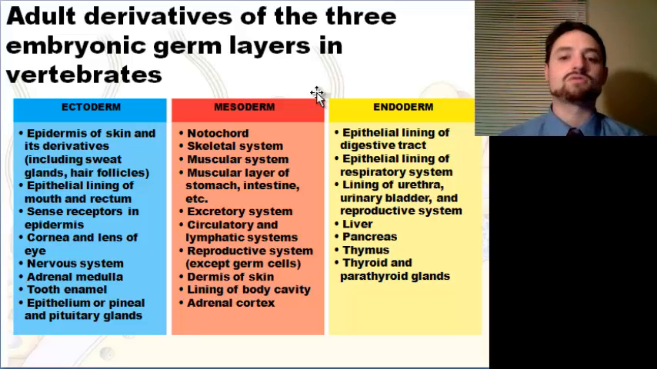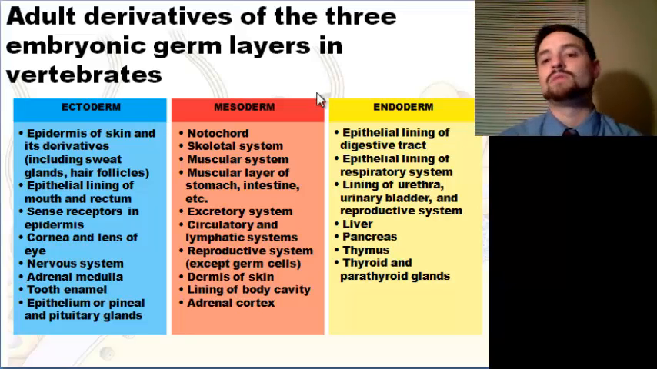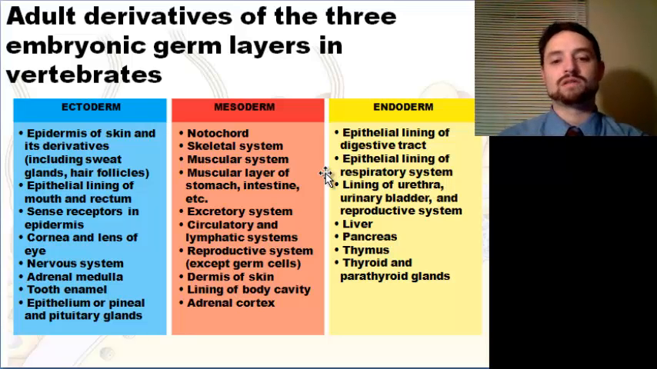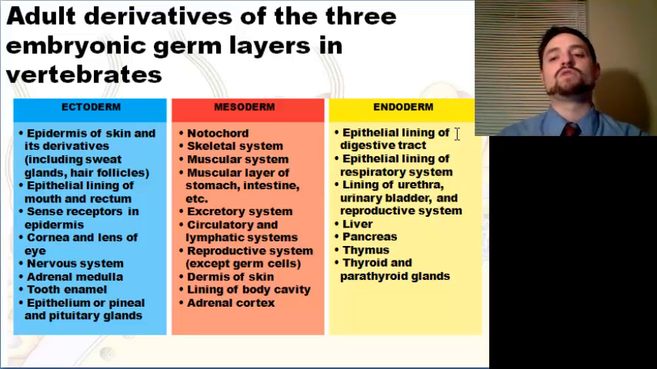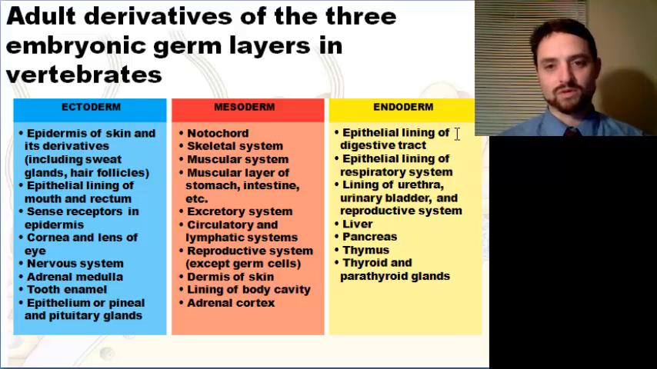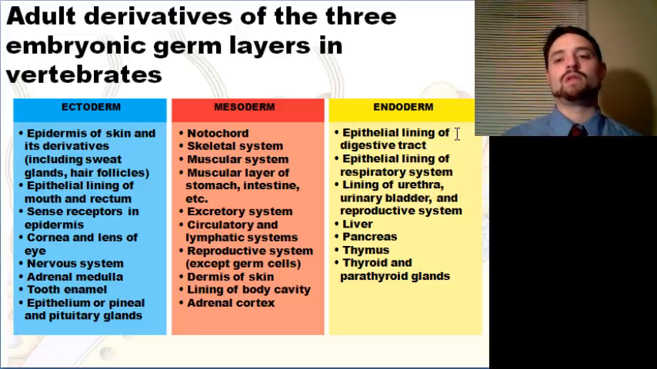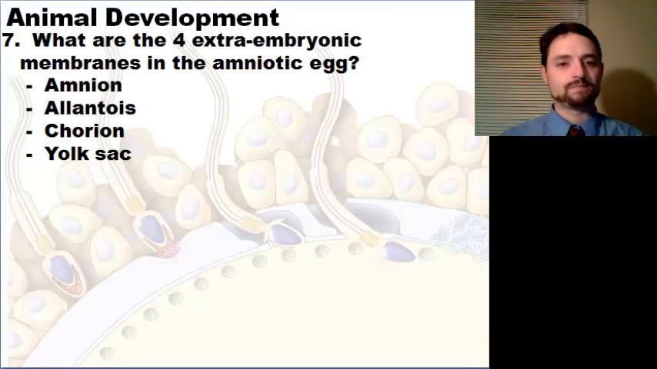and the intestines, excretory system, circulatory and lymphatic system, reproductive system, except for the germ cells, the dermis of the skin, lining of the body cavity, adrenal cortex, and then the endoderm, which was that inside layer that came in. Primarily that consists of a lot of times the gut tube, and if you look, that's the epithelial lining of the digestive tract, the epithelial lining of the respiratory system, the lining of the urethra, urinary bladder, and reproductive system, liver, pancreas, thymus, thyroid, and parathyroid glands. A lot of that relates to that gut tube area there.